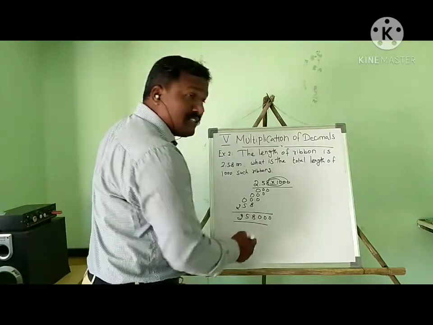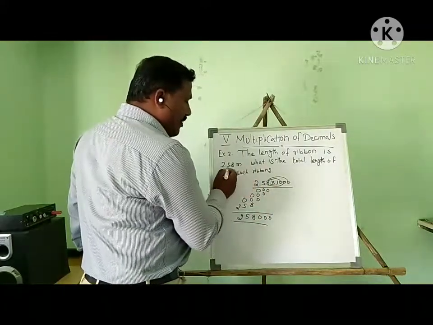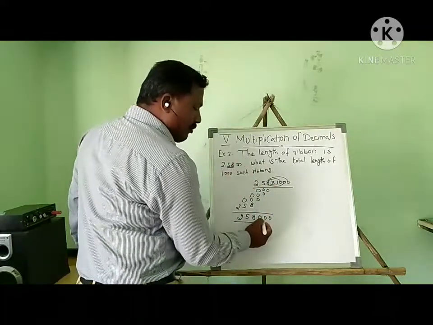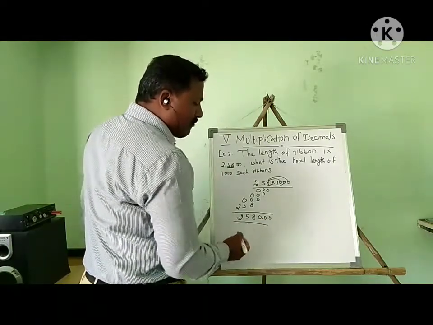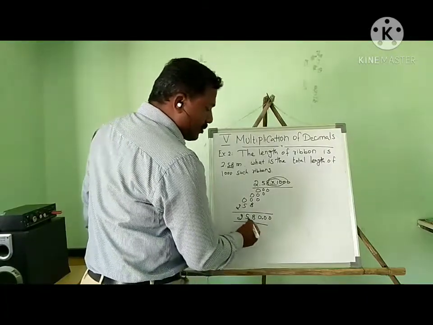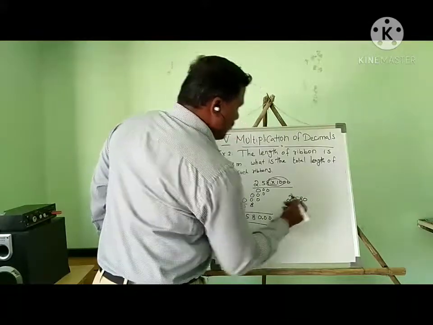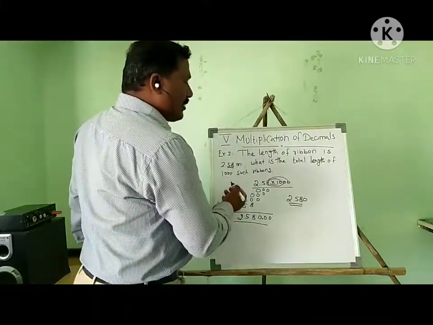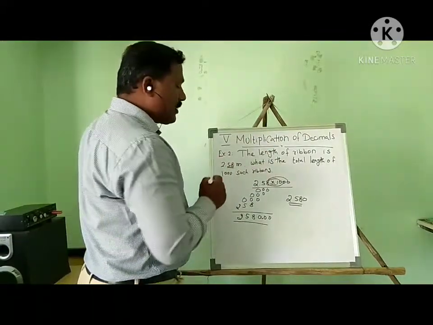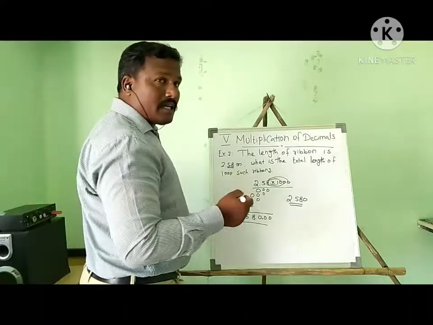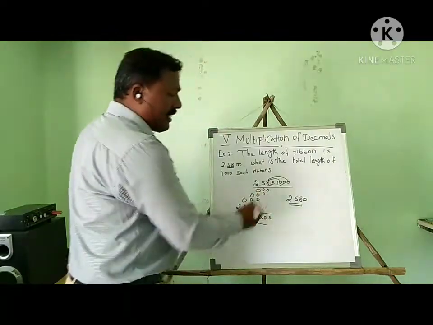At the end of this answer you have to put the decimal point. If you look at this sum, how many decimal places are there? 2 places. So you have to put the decimal point after 2 places. Now you will get 2580. So 2580 is the answer. So this is the total. It means one ribbon length is 2.58 meters, and 1000 ribbons' length is 2580 meters.